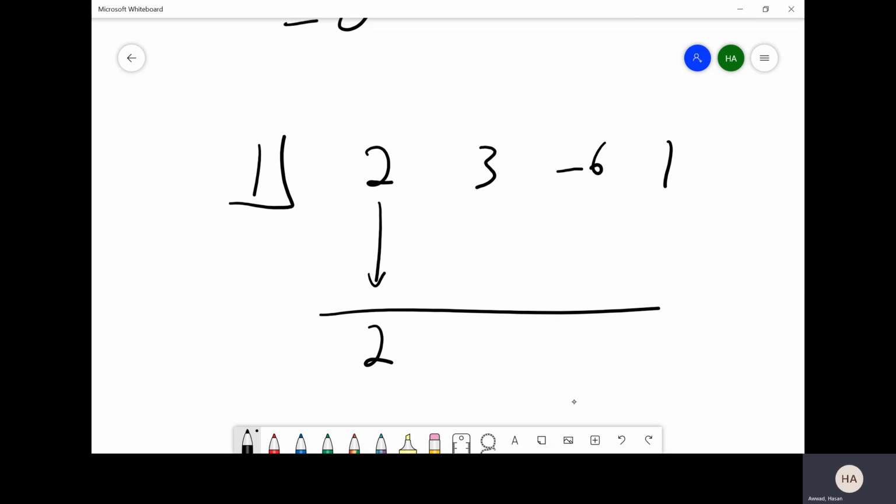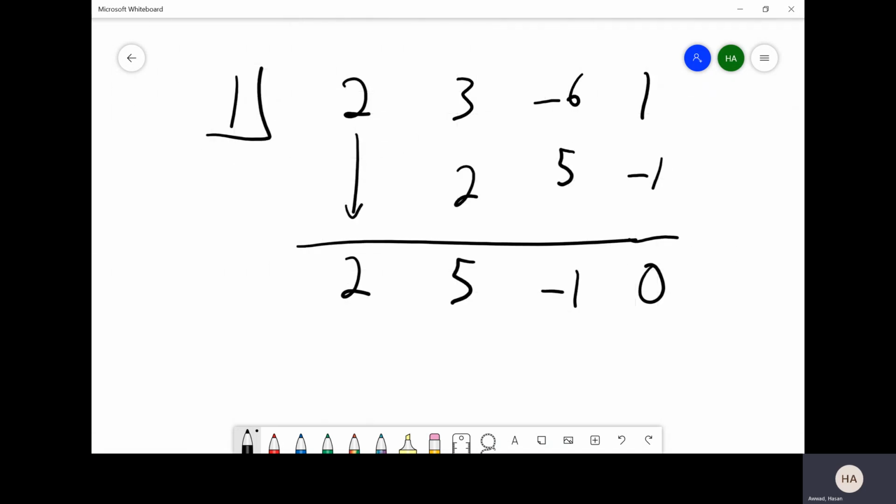We do our first multiplication. 2 times 1 gives us a 2, and we add, so we get a 5. 5 times 1 gives me a positive 5. When we add them, we get a negative 1, and negative 1 times a positive 1 is a negative 1. And when we add these, 1 and negative 1 give us 0. And yes, right here, notice we get a 0 for a remainder. So our synthetic division check worked out. We got a 0 for a remainder, just like we got a 0 by factor theorem. So yes, x minus 1 is in fact a factor of 2x cubed plus 3x squared minus 6x plus 1.